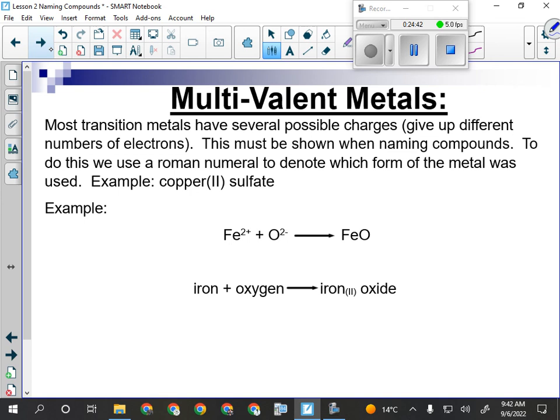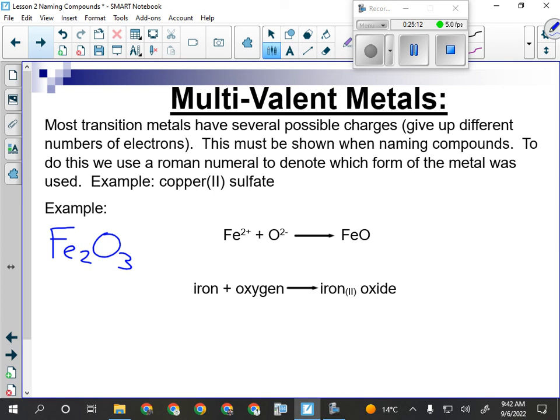All right, so that's what we just talked about there. This is the Fe or the iron with a +2 charge. It can be a +2 or a +3. When those two go together, I get FeO, and I would have to write that as iron, Roman numeral 2, oxide, so that I don't confuse it with that stuff.